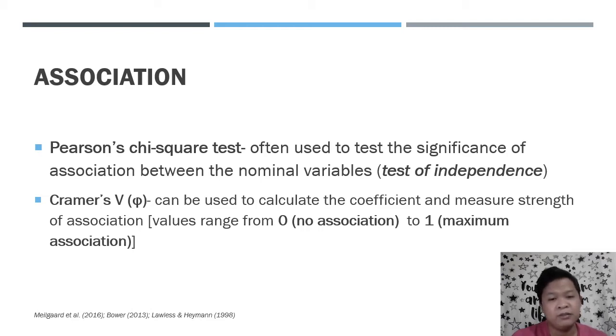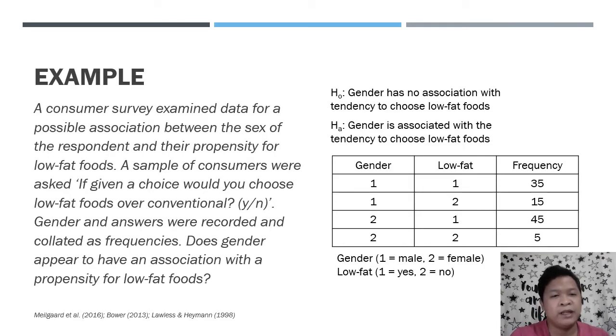a coefficient from 0, no association, to 1, maximum association. So we'll look at an example of how to use one of these in the next slide. So say for example, you had survey data examining the possible association between the biological sex and the propensity to eat low-fat foods. And this was derived through the use of a specific question: if given a choice, would you choose low-fat foods over the conventional? So you tabulate the frequency of each category, okay?